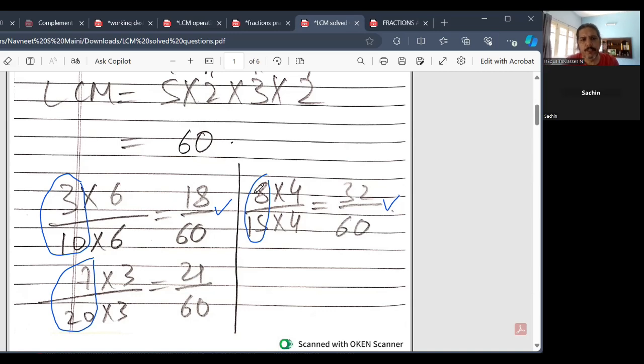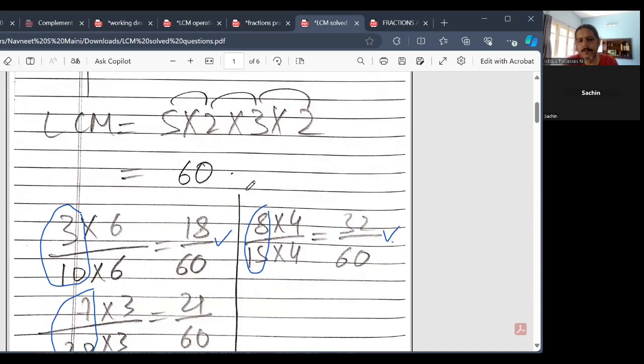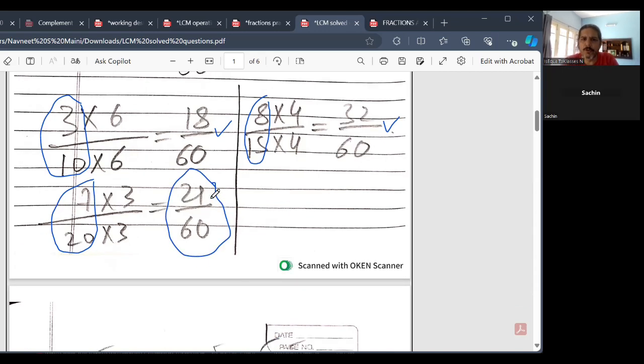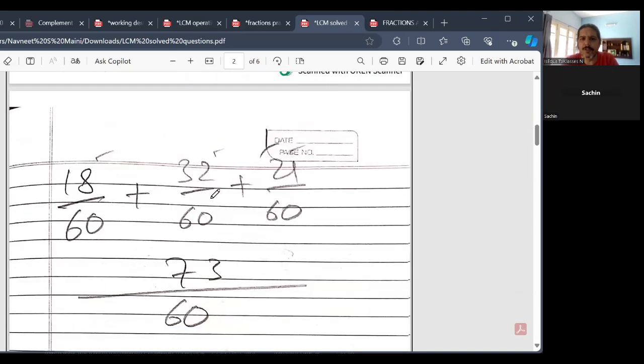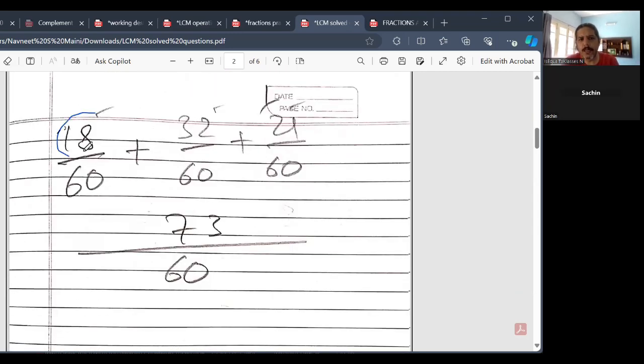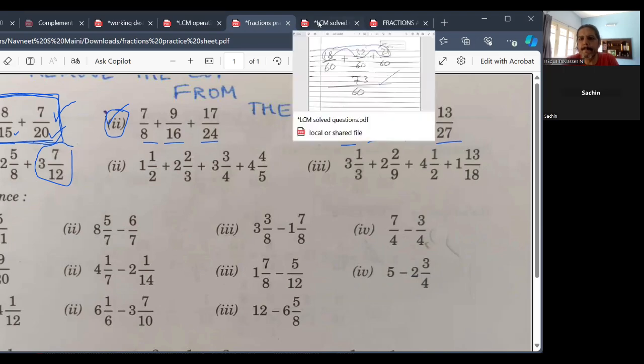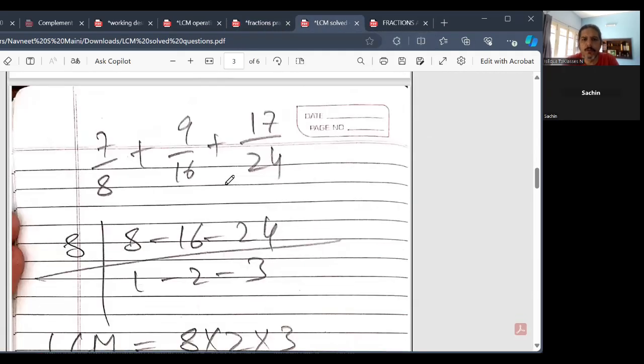Then I took the third number, 7 by 20. I multiplied the numerator and denominator by 3 so that my fraction is 21 by 60. Did you get this? Yeah. Because all these three are positive, my work is very simple, because I just have to add the numerators. And my final answer would be 73 by 60. Any doubt? No. Great. Then you took the second one. What was the LCM of the denominators? It was 24. Yeah, great. So I have done.